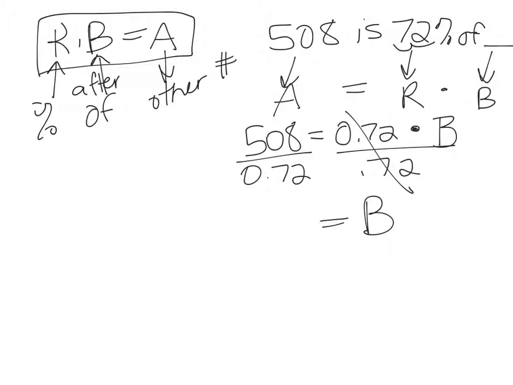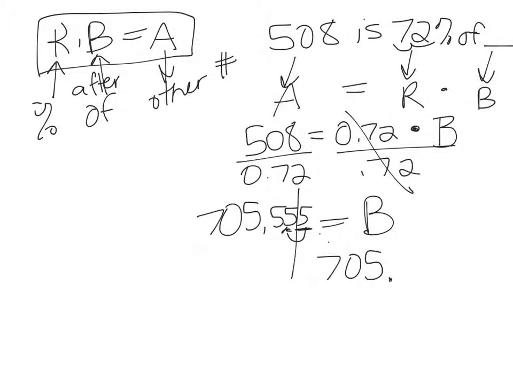and I'm going to pull out my calculator. When I do 508 divided by 0.72, I get 705.55555 repeating. Okay, so then I need to read the directions, and it says round your answer to 2 decimal places if necessary. So I'm going to cut it off after that second 5, but this 5 tells me that that 5 is going to change to a 6. So my answer is going to be 705.56.